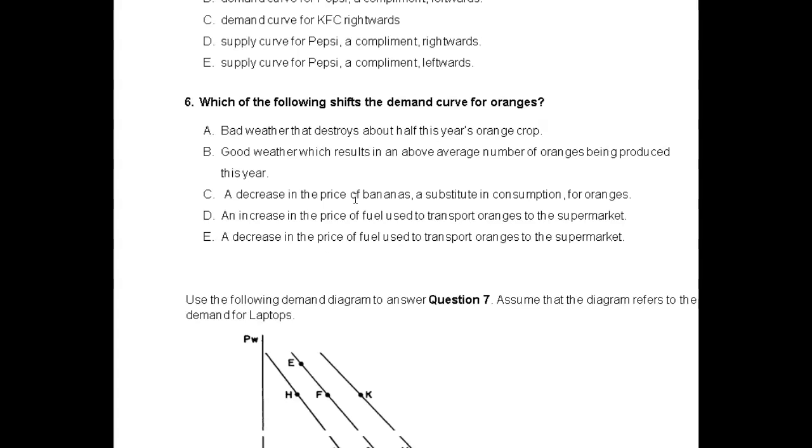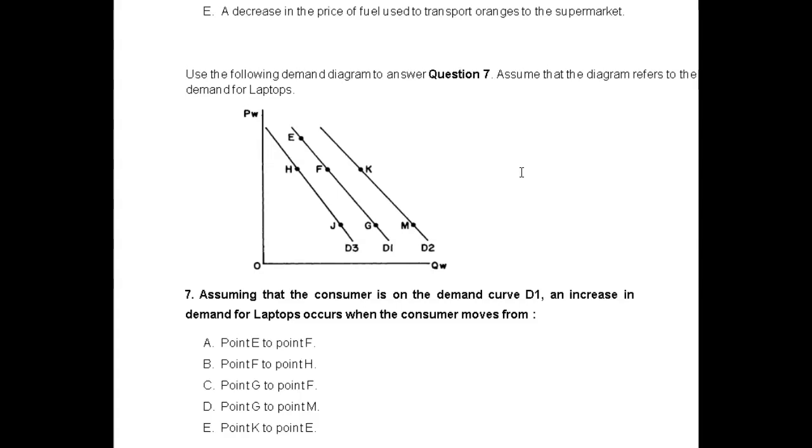Number 6, which of the following shifts the demand curve for oranges? So straight away, I will say it's C. Because a decrease in the price of bananas, which is a substitute, so if people do not like oranges to buy on that day, they'll buy bananas. That's what a substitute is. So if bananas decrease, then more people will buy bananas than oranges, right? So it'll negatively affect the shift. It'll shift to the left. So yes, it'll shift the curve for oranges. 100%, number C.